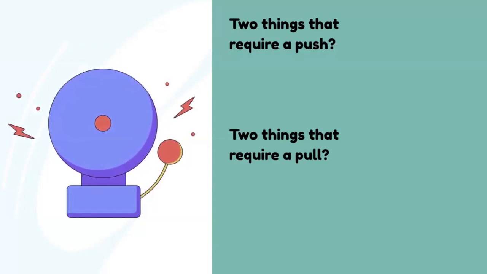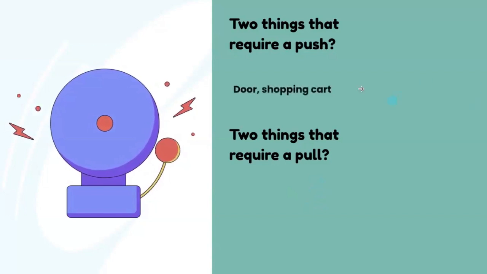Okay, I'll give you guys two examples of the first one, and then maybe you guys are able to get what I'm trying to say in the second one. Like you said, Julie, a door works. We can also push shopping carts. We can push heavy objects. We can push people, things like that. So with that being said, do you guys have anything in mind of two things that require a pull?